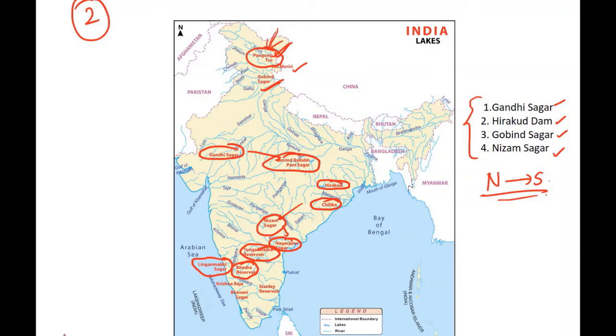Among these four, how do we arrange them? So the order would be, at the very top, Gobind Sagar. There is a difference here: Gobind Ballabh Pant Sagar is different. Gobind Sagar is at the top. See, Gobind Sagar is here, and then we have Gandhi Sagar next. So first Gobind Sagar, then Gandhi Sagar is here, and then there is Nizam. Okay, then there is Hirakud. Actually, Hirakud is here, and then Nizam is the southernmost. So this is the order. Such questions we can do by observing the map.